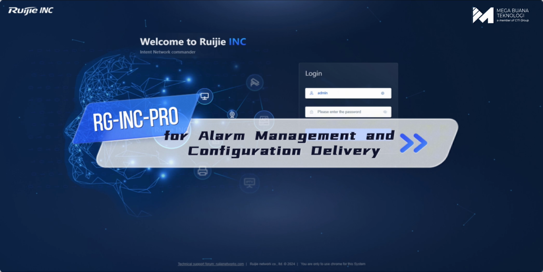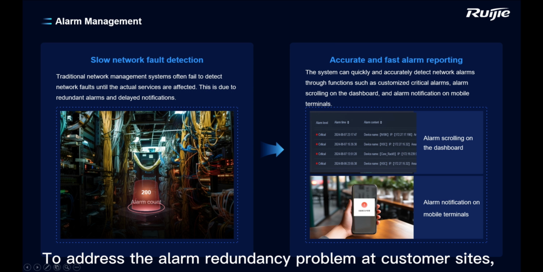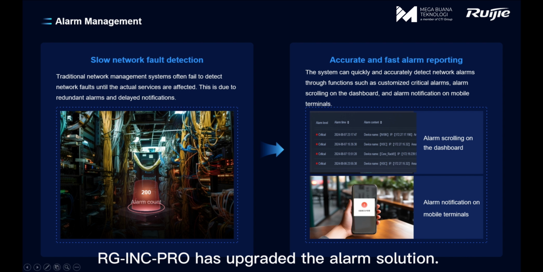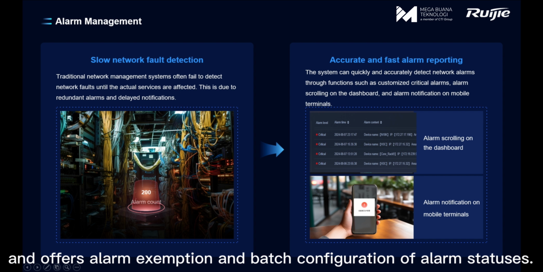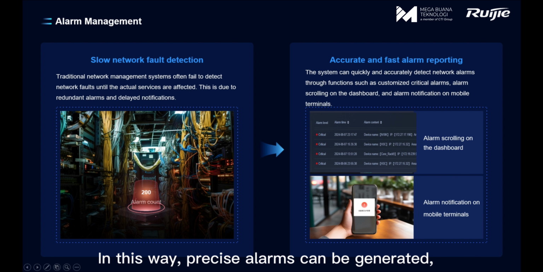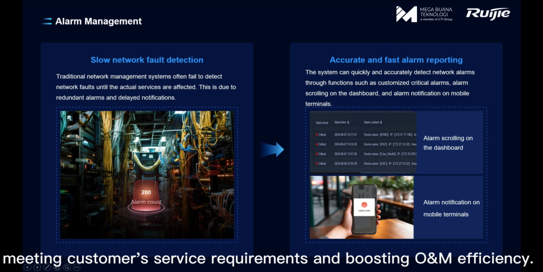Ruijie Pro for alarm management and configuration delivery. To address the alarm redundancy problem at customer sites, Ruijie Pro has upgraded the alarm solution. This solution merges alarm information, supports alarm event customization, and offers alarm exemption and batch configuration of alarm statuses. In this way, precise alarms can be generated, meeting customers' service requirements and boosting O&M efficiency.